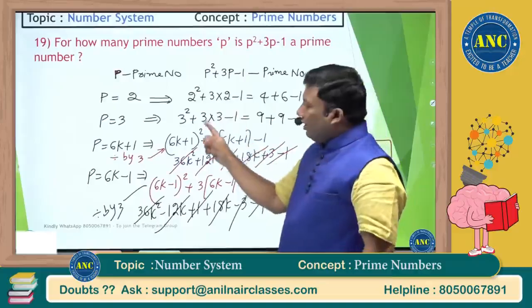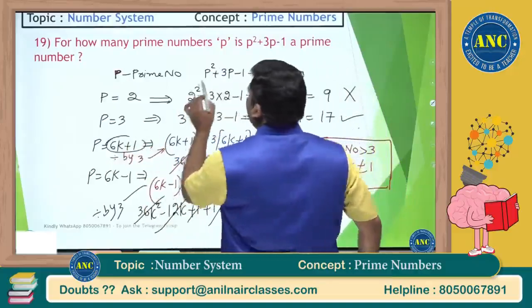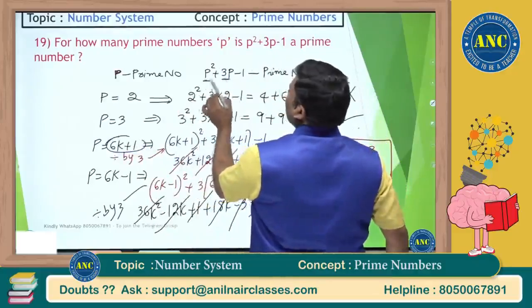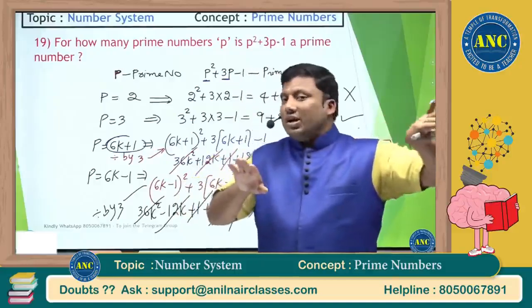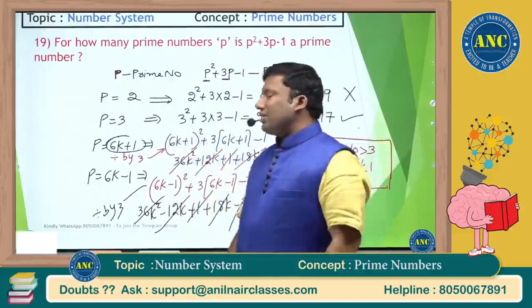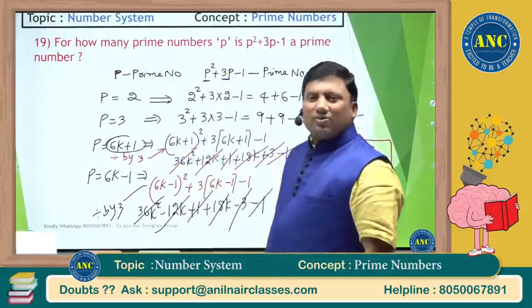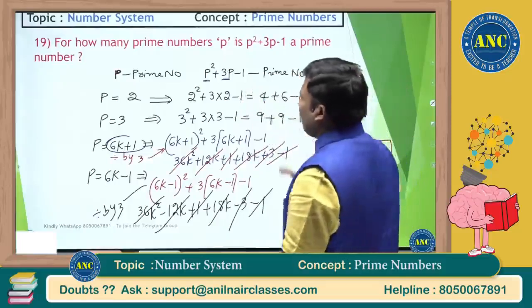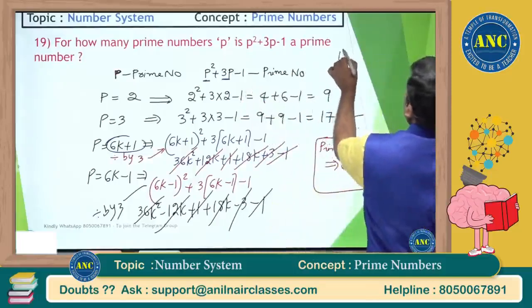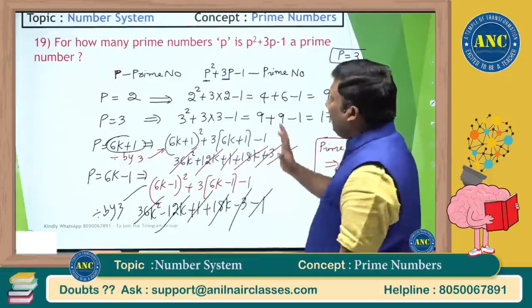Directly you can say, if it is 6k plus 1, anyway it is divisible by 3. 6k whole square is divisible by 3, 2 into 6k is divisible by 3, and 1 minus 1 is 0. 6k minus 1 is the same thing. So for how many prime values is this expression a prime number? Only one value, and the value of P is 3. Idea clear? Very, very good question.